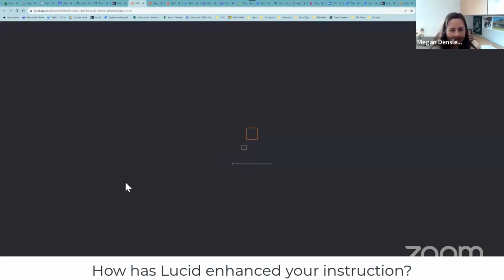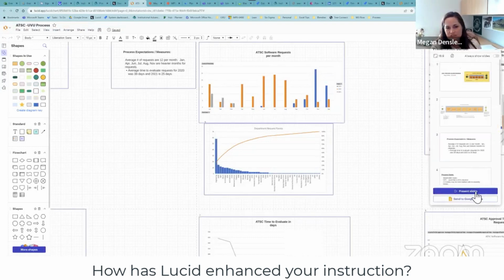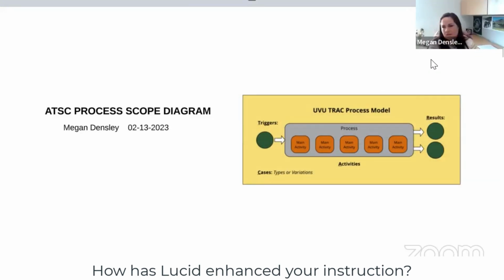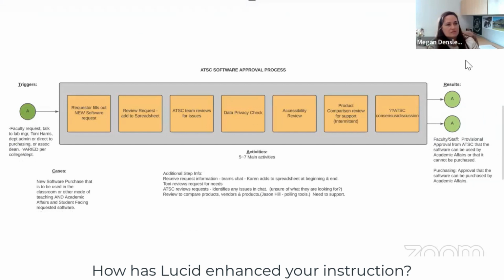So this is an example of how we've used Lucidchart to talk through, and I can even present, right? So I've got a presentation, and was able to present right here from our slides. So again, on the same software approval process, we were able to put together data surrounding the process and then present to stakeholders why we were doing it. Let's see if it's going to move. There it goes. There's some information on this is, at a high level, what the process is. These are the triggers. These are the results over on the right, and then the main activities in the middle.